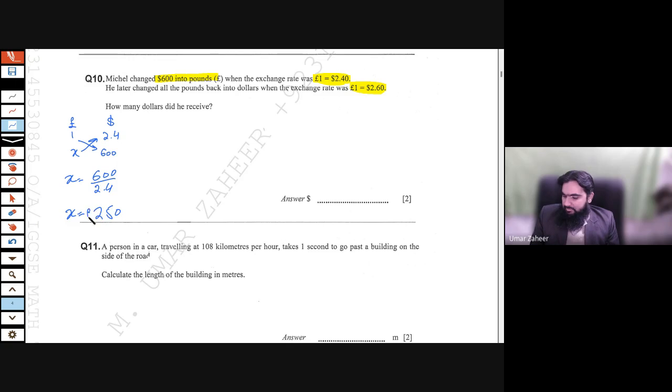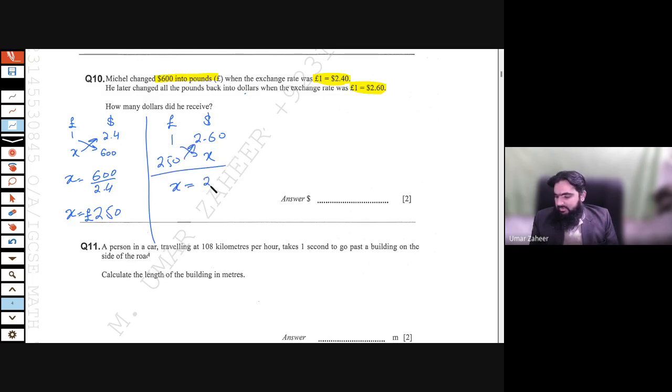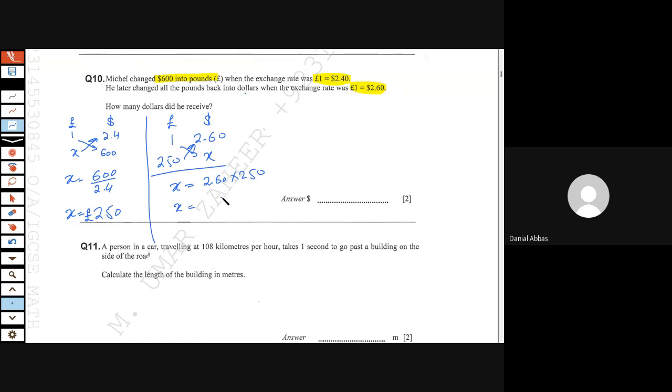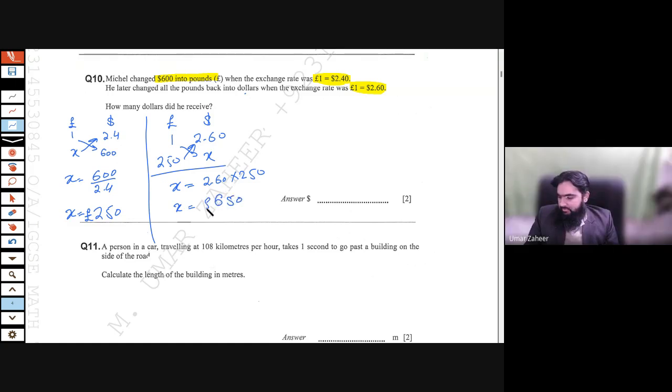That is 250 pounds. All right, now he is going to convert all the pounds back into dollars, and the rate of exchange is different. For pounds to dollars, 1 is 2.6. The pounds are 250. We need to find the dollars. We just do the cross multiply. X multiplied by 1 is X, and 2.60 multiplied by 250 is equal to 650. So you are going to receive $650 instead of $600.